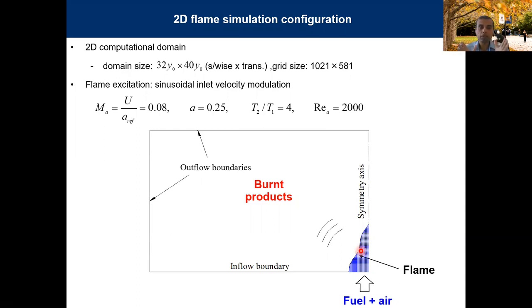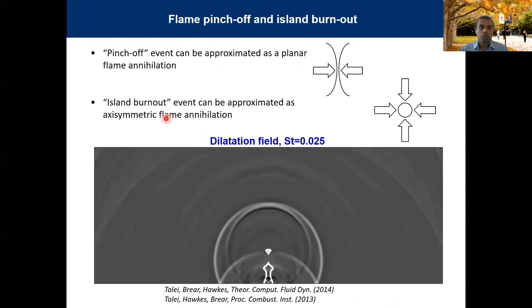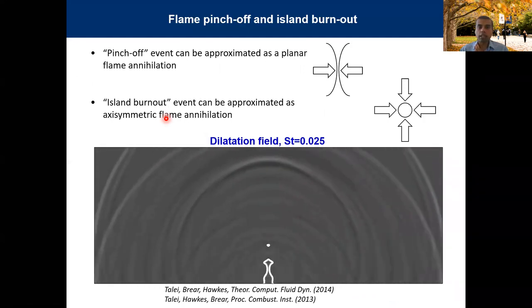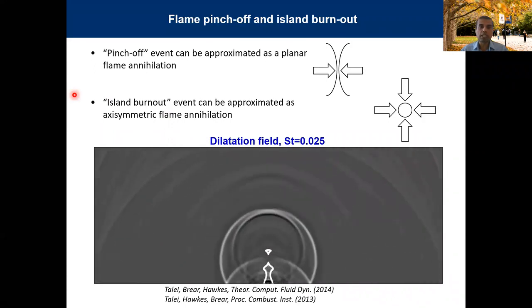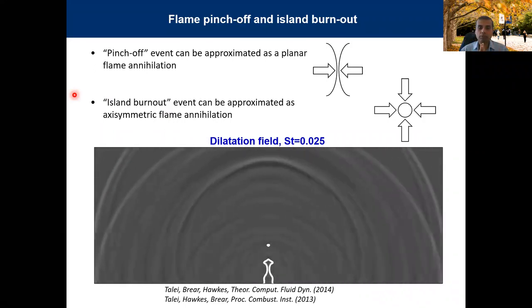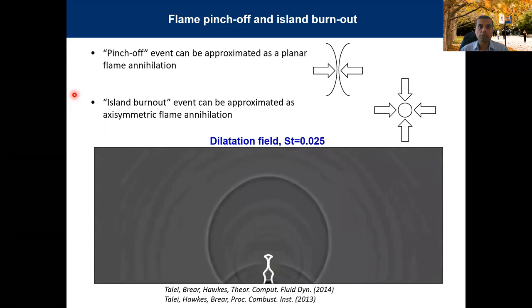As I said, this is a laminar flame, so the Mach number is relatively low, 0.08. The amplitude of excitation is 25%, so it's relatively high because we want the flame to respond to the fluctuations. The temperature ratio is 4, and the acoustic Reynolds number is 2000. All right, so I have to skip some of the results. We cannot present everything today, so I'm just going to present some of the key findings from the previous studies.